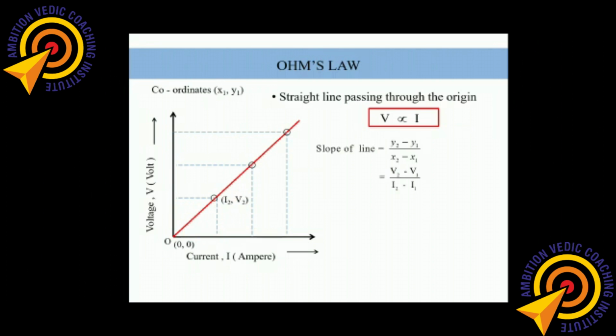The second thing you need to know is the slope of a line. Slope means inclination. The line we have obtained using Ohm's law, V directly proportional to I, is always a straight line passing through the origin. How much that line is inclined from the x-axis is given by the slope of the line. It is also represented by tan theta, or an angle.